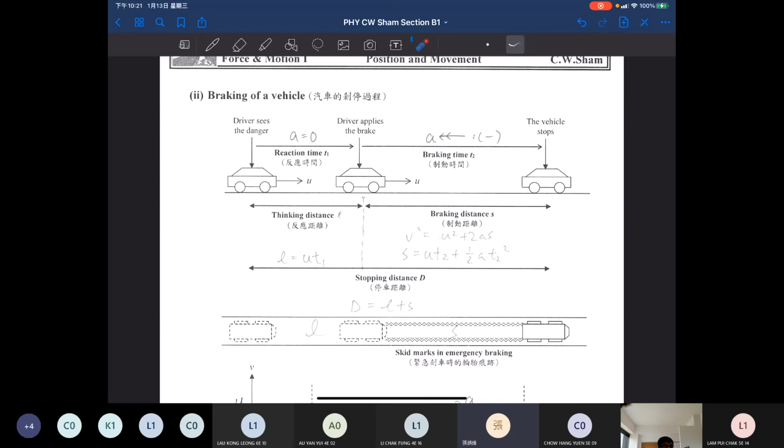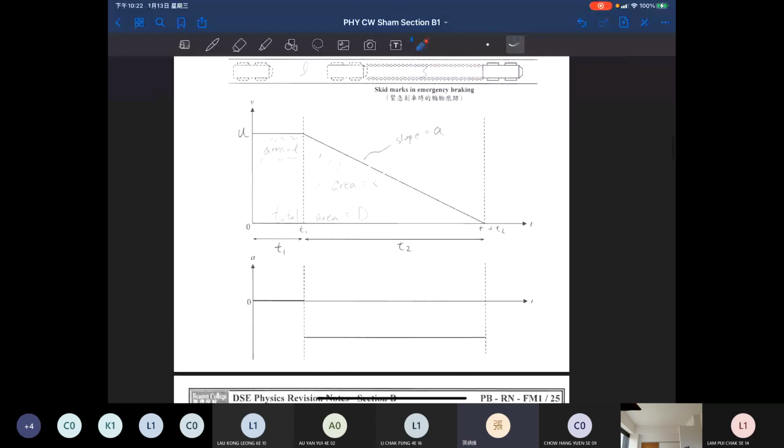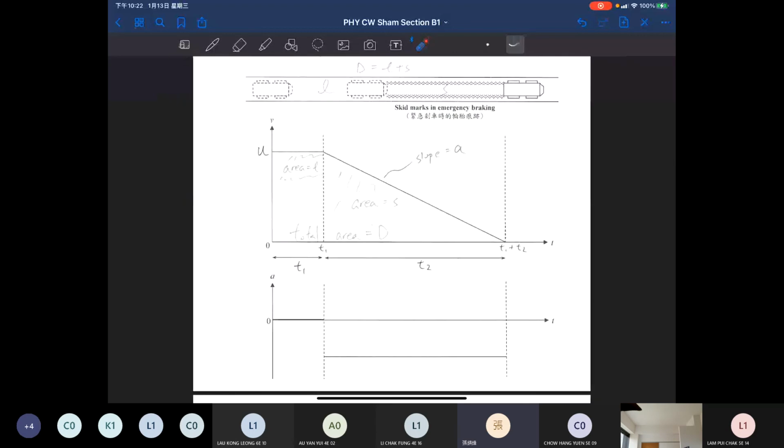In that time interval, the car is still moving without our control, so the acceleration is 0. And then we start to brake. The acceleration is opposite to our initial velocity. So normally, the motion graph would be like this. You can see it in 2005, I remember it is 2005.